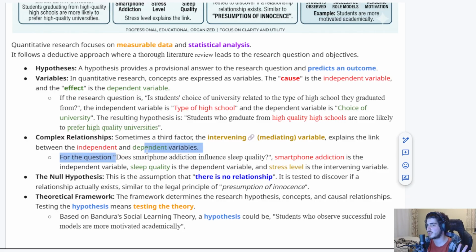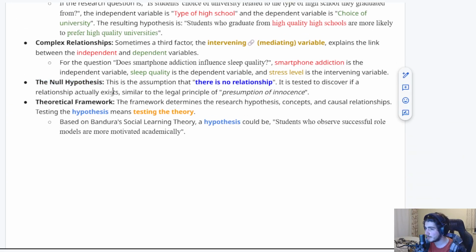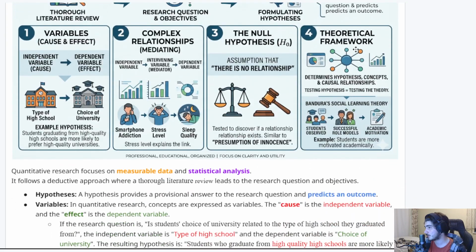Because you see, does smartphone addiction influence sleep quality? We don't exactly see stress level being defined, but it's also the cause of why you may not be able to sleep, for example. Of course, blue light and other stuff also has an effect, but this is basically an explanatory variable that creates the link between these. I think it makes sense. We explained the null hypothesis, and then there's the theoretical framework. It determines hypotheses, concepts, causal relationships, and when you test a hypothesis, you're actually testing the theory.